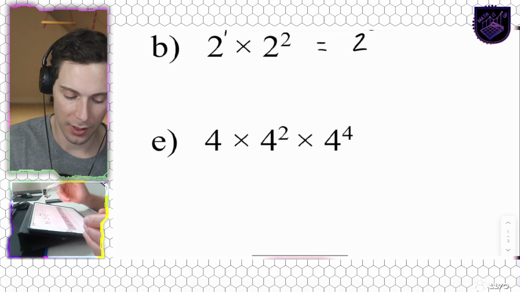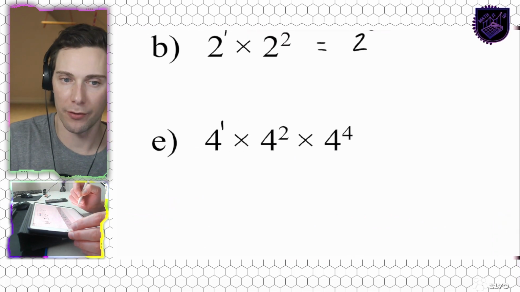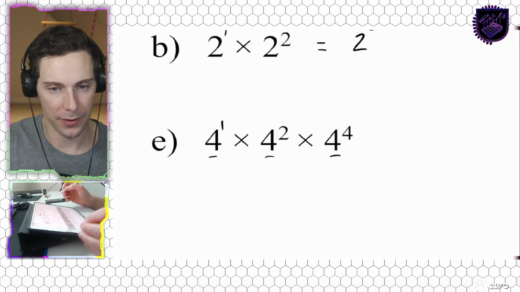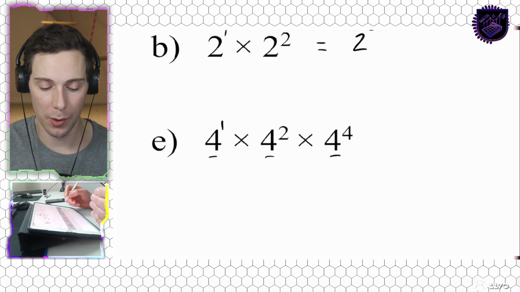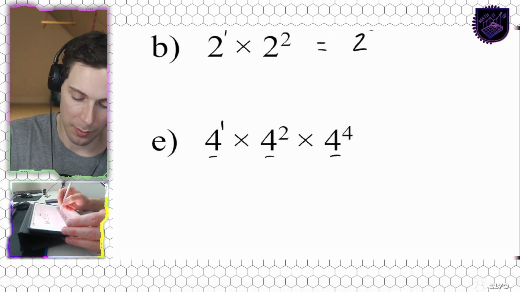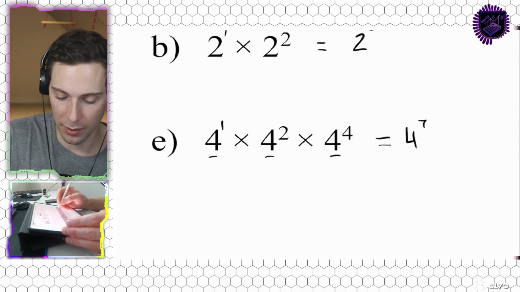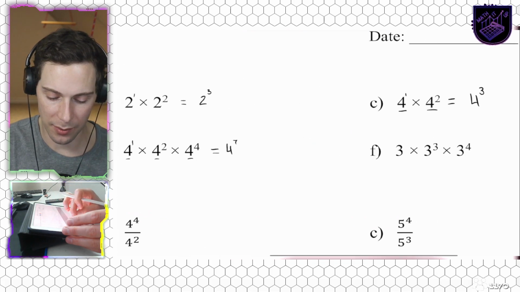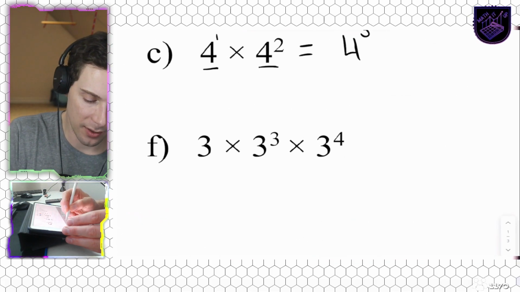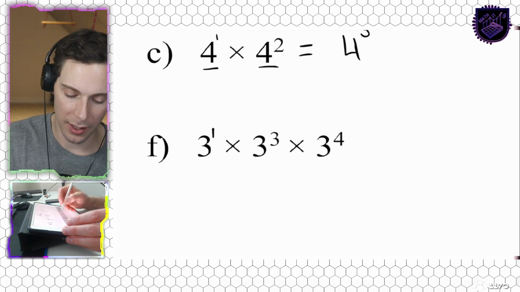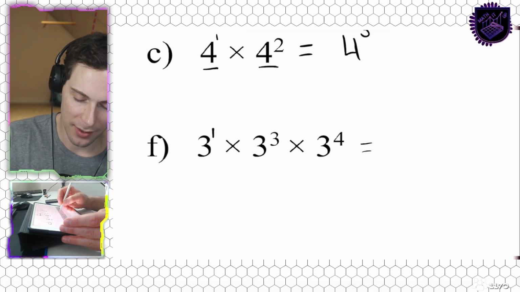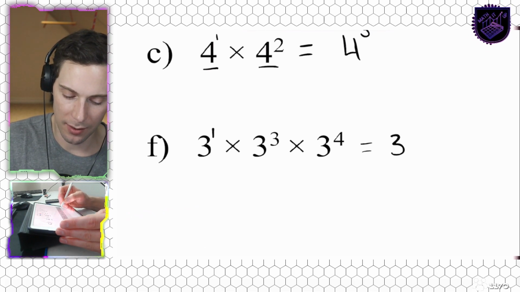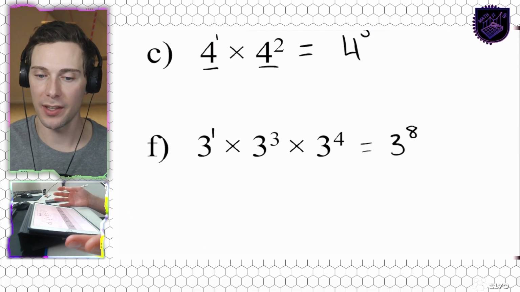E. Once again, this 4 is going to be the power of 1. All of them have the same base, so we can simply use the multiplication law of exponents, and we just add them together. This is going to be equal to 4 to the power of 7. Last one is 1f. Same thing, this is 3 to the power of 1. Keep that in mind. The bases are all the same, so we can simply add the exponents together. It's simple math here. This is 3 to the power of 8. There it is. We've simplified that expression.